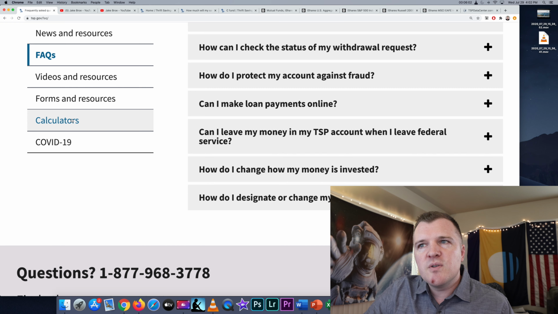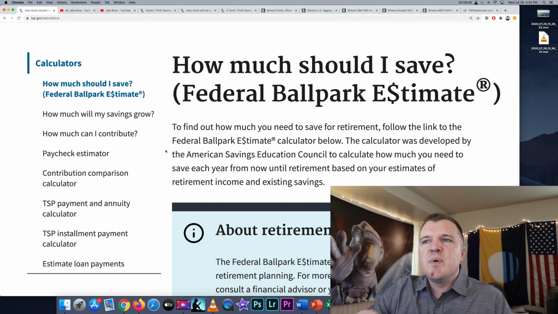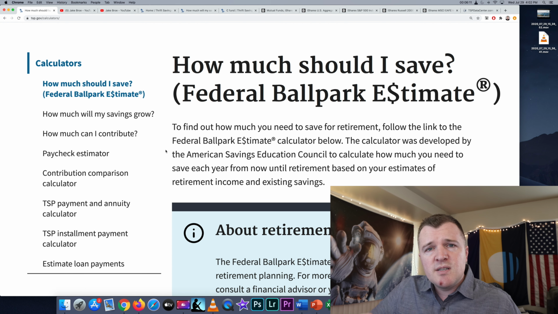Next thing that might be useful is calculators, and this is something that you can just play around with. Depending on your agency, depending on your retirement strategy, you can input different numbers based on how you think the funds perform, and you should be able to estimate how much money you'll have by retirement.